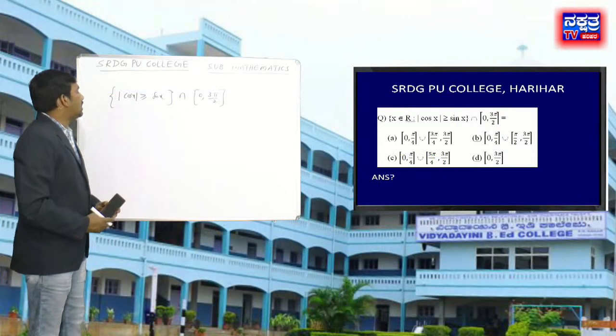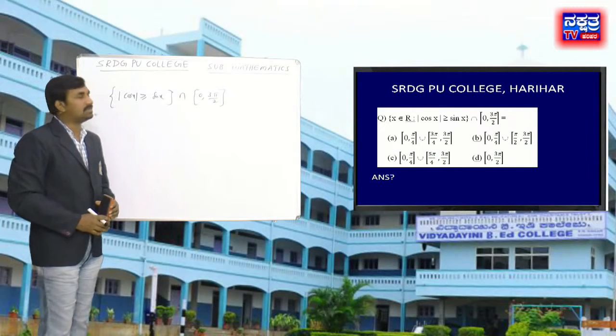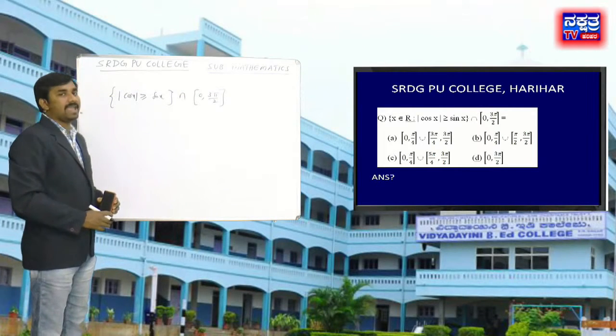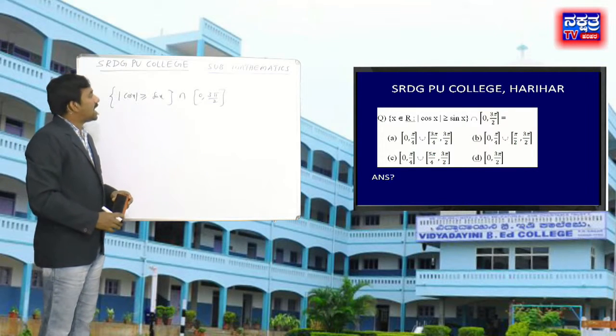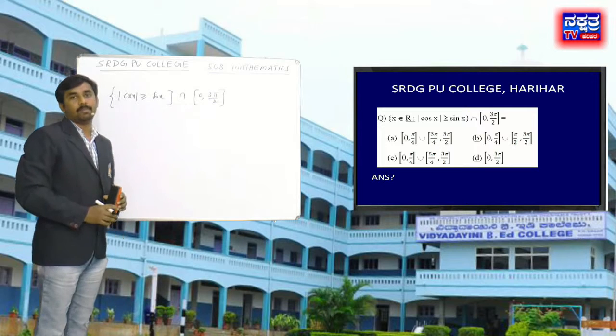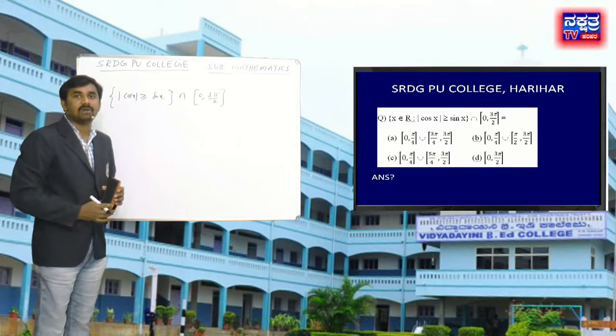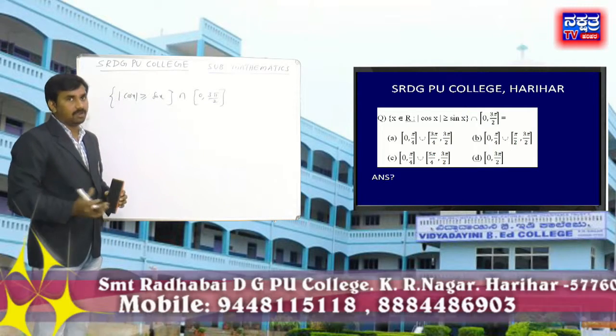The students, here two sets are given. What are the two sets? First set is x belongs to R and mod cos x greater than or equal to sin x. And second set is 0 to 3 pi by 2. What is the common range of these two sets that we have to find?